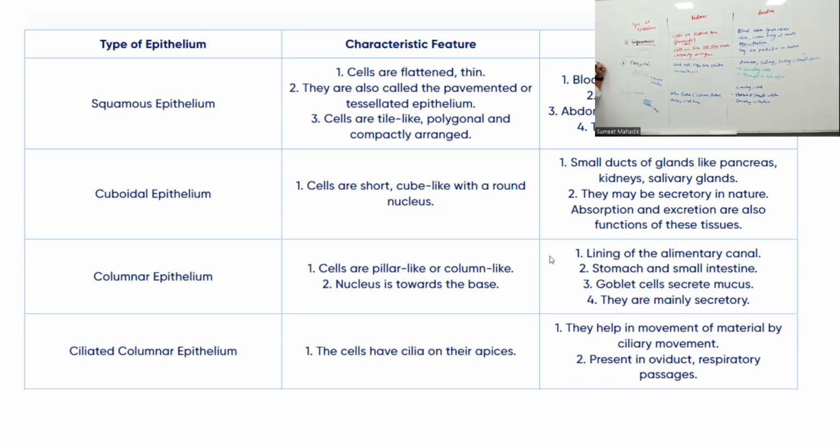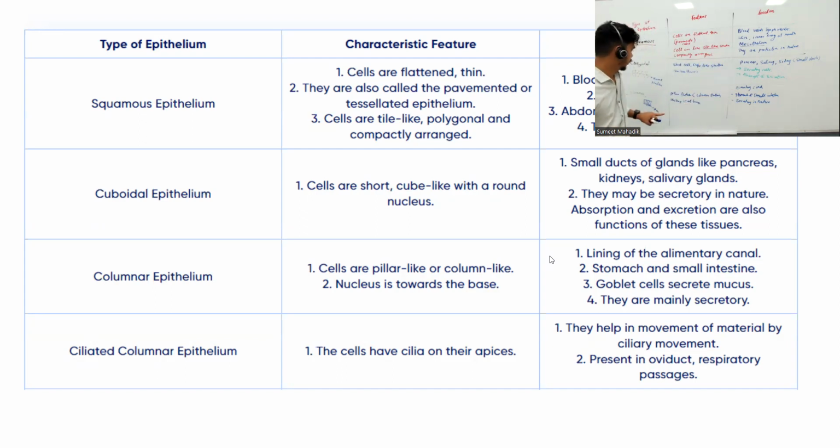If you draw this, it will be better than just reading a book. In a book, all the paragraphs are there, right? That paragraph I converted into tabular form. Again, I'm saying you find this animal tissue chapter a little boring, but we have to study. I'm trying my best to make it easy for you.